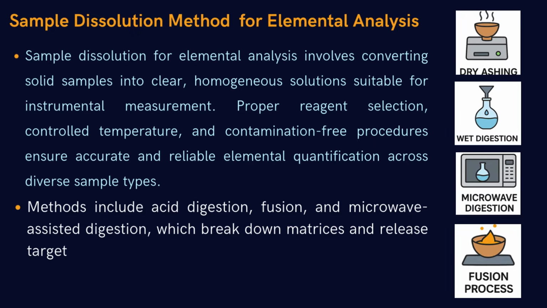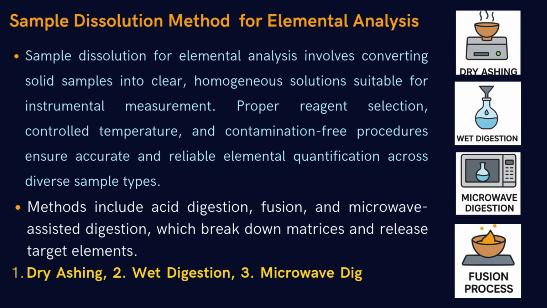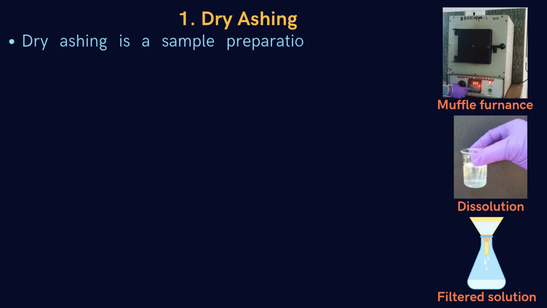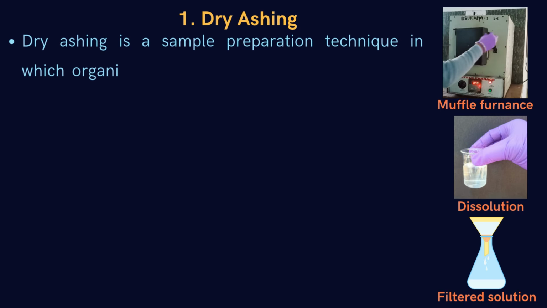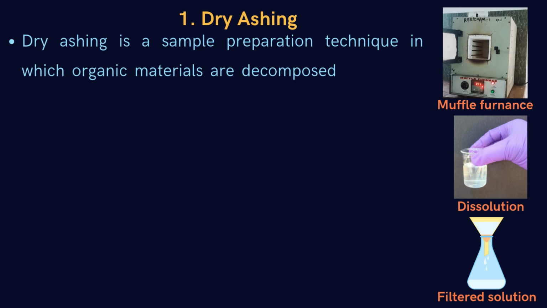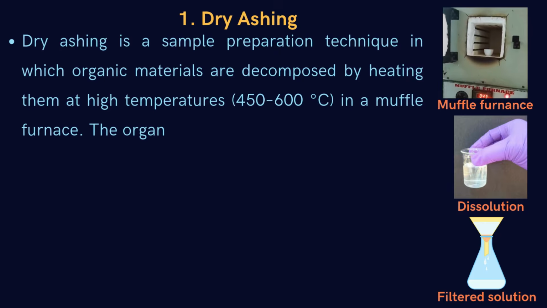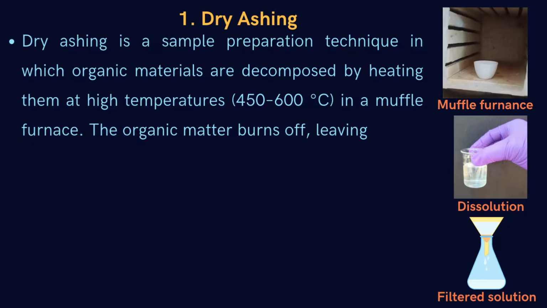First one is dry ashing. Second one is wet digestion, third one is microwave digestion, and fourth one is fusion. Let us see the first method for sample dissolution for elemental analysis, that is dry ashing. It is a sample preparation technique in which organic materials are decomposed by heating them at high temperatures, 450 to 600 centigrade in a muffle furnace.